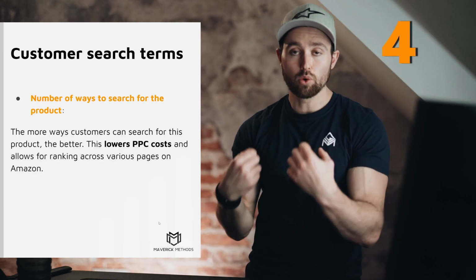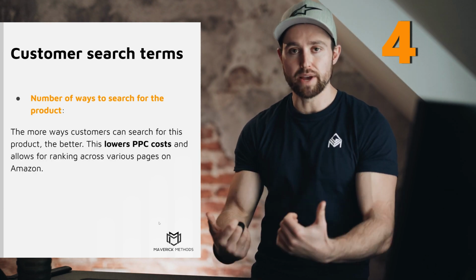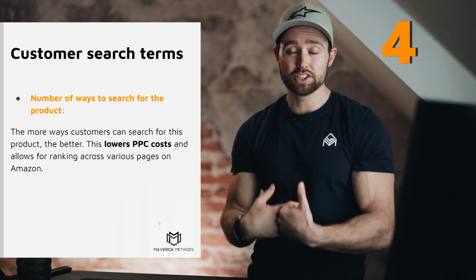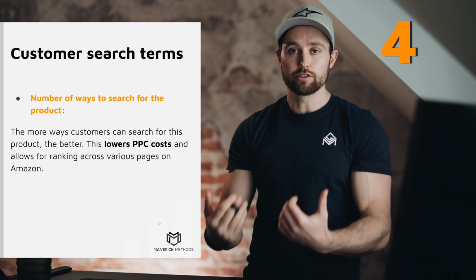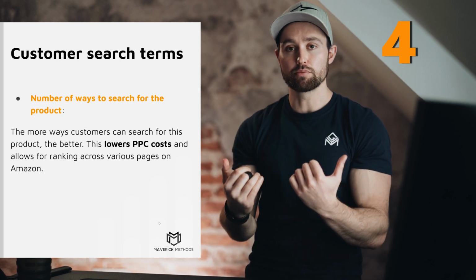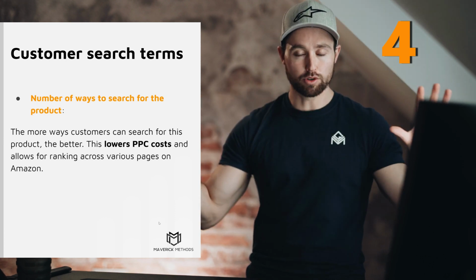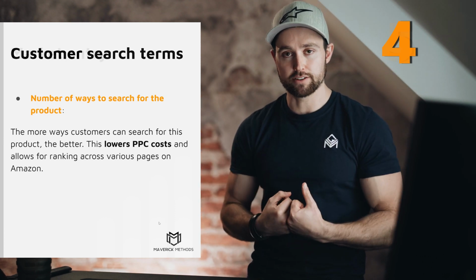In short, the more ways that you can search for a product, the better. It brings down the PPC cost and allows you to rank for multiple search terms. It allows you to be discovered in multiple places across the Amazon platform.